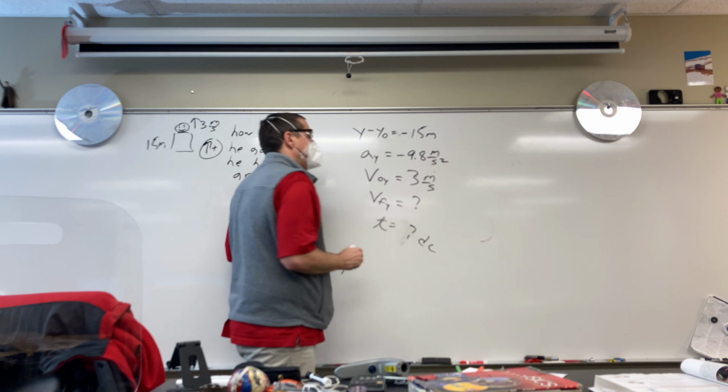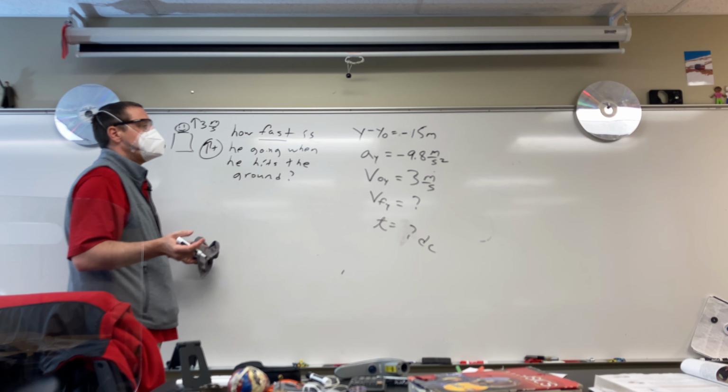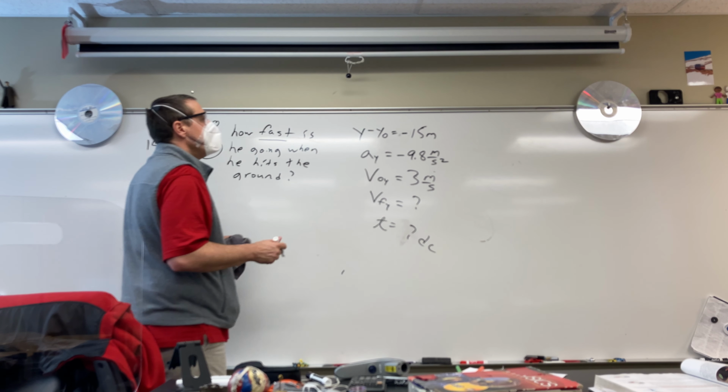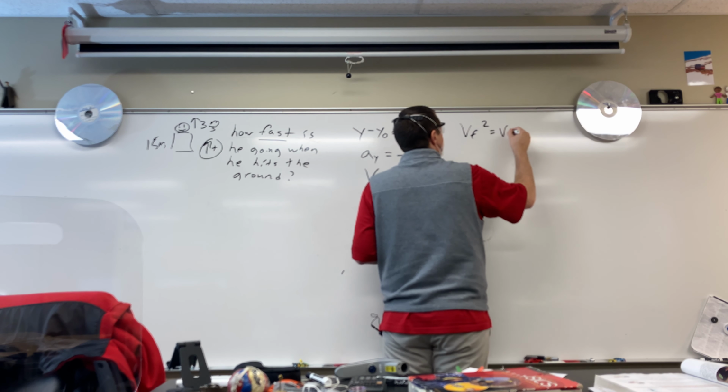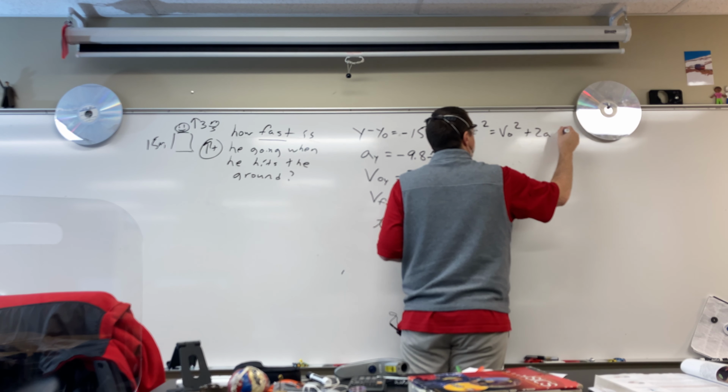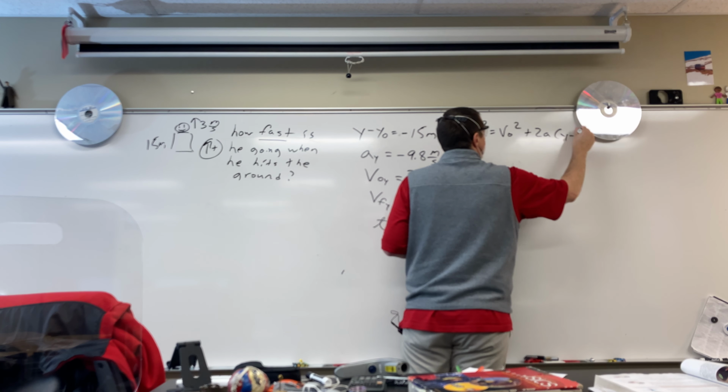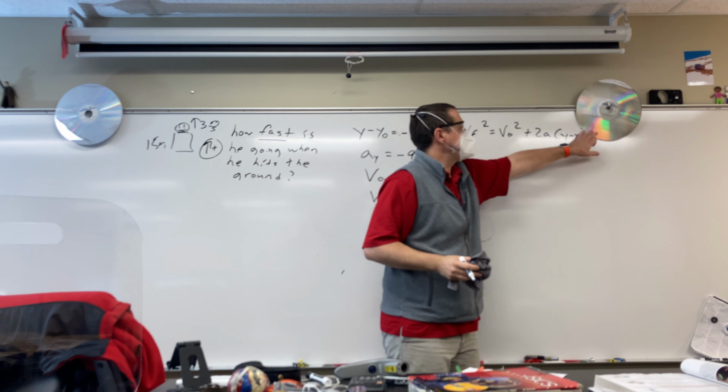And we don't care about time. So I'm going to pick the equation that doesn't have time in it. Let's go ahead and do this over here. V final squared equals v naught squared plus 2a times y minus y naught. Everybody can see that, yeah.